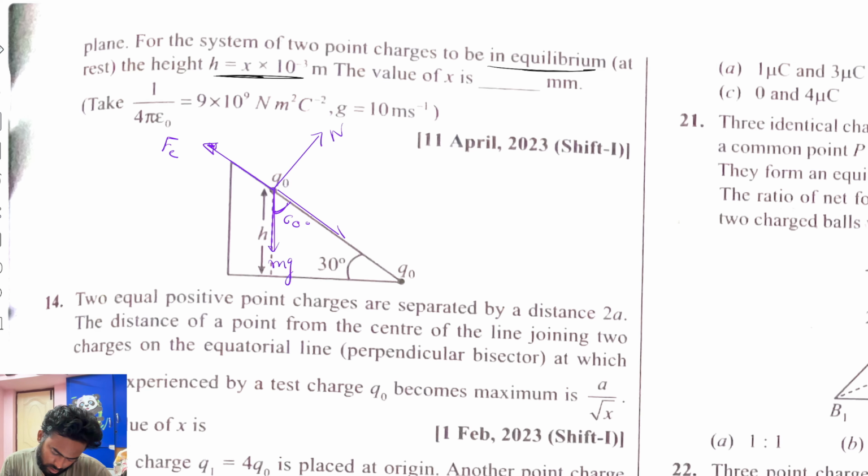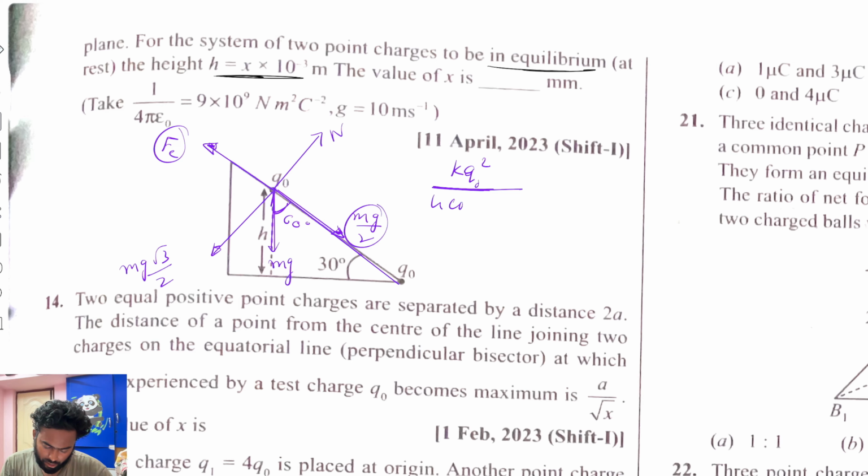Now breaking mg in this direction, it will become mg cos 60, mg by 2. Taking in this direction, it will be mg sin 60, root 3 by 2. So Fe will be equal to mg by 2, electrostatic force. So k q square upon distance, this distance will be h cosec 30, whole square. Here using trigonometry we can find out this distance between two charges. So kq square by (h cosec 30) whole square will be equal to what? mg by 2.